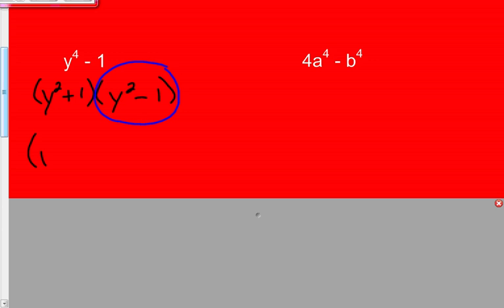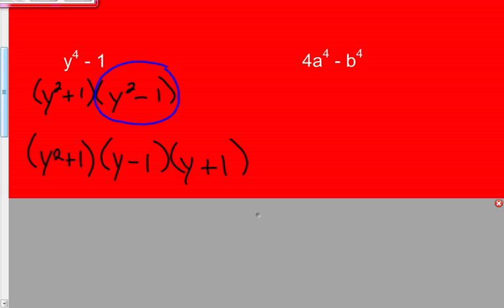So the y squared plus 1 comes on down. Then this one will break up into 2 more. So some of your answers can have 3 binomials. And this breaks to y minus 1 and y plus 1. So that's what you have to watch for. Make sure you factored it as far as you can go.